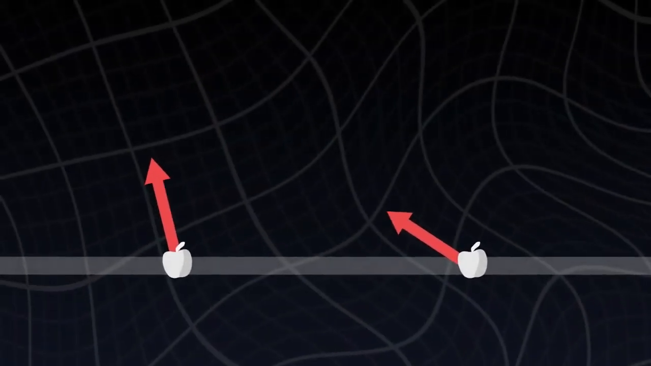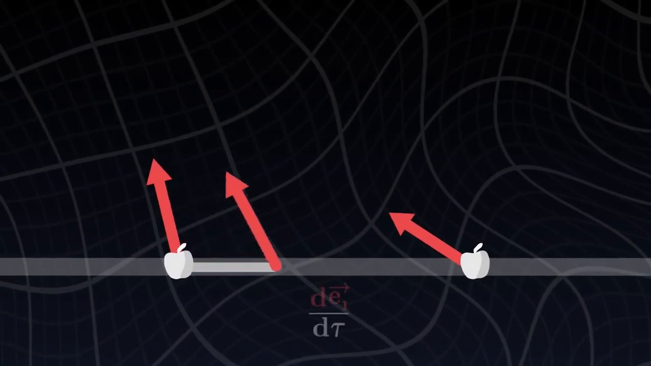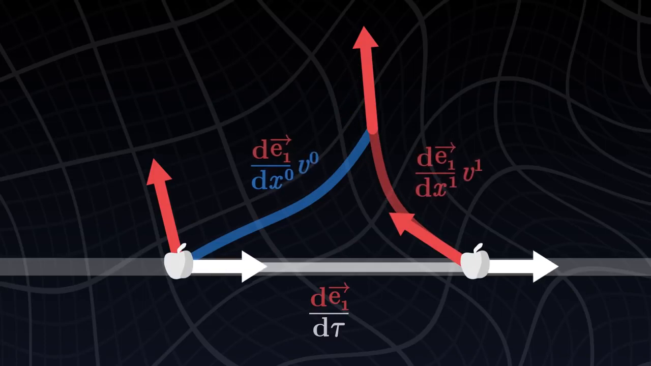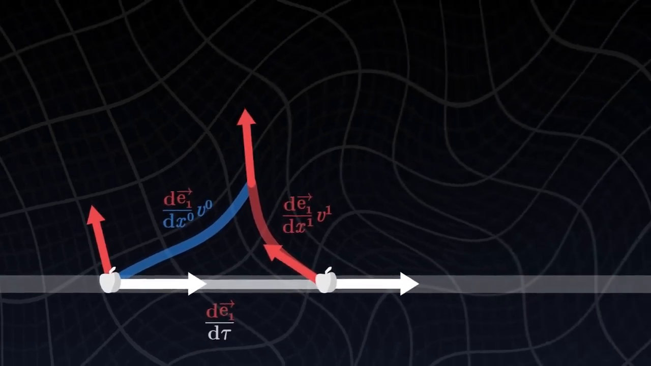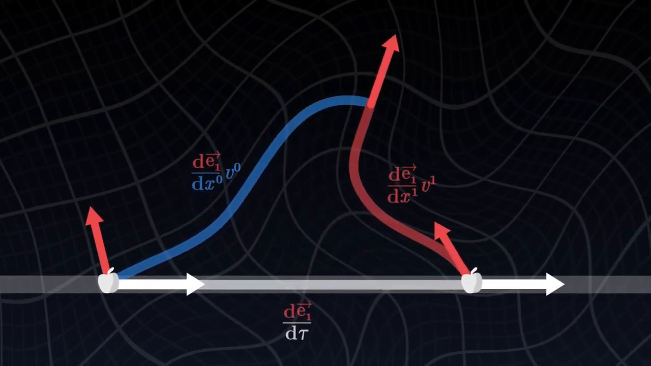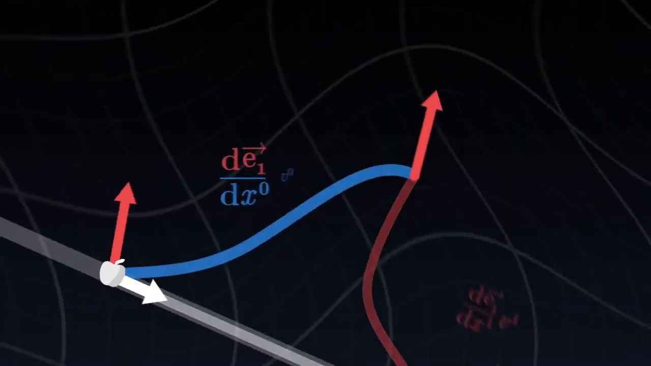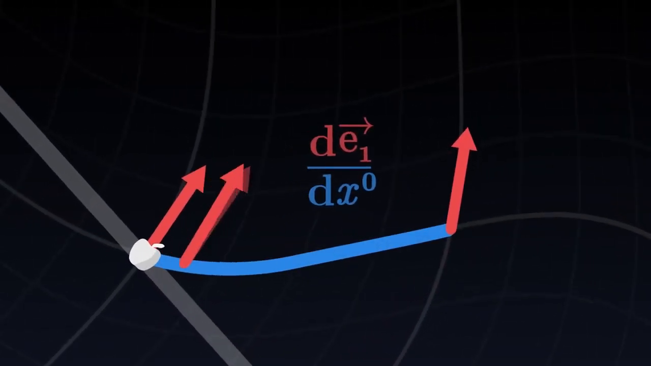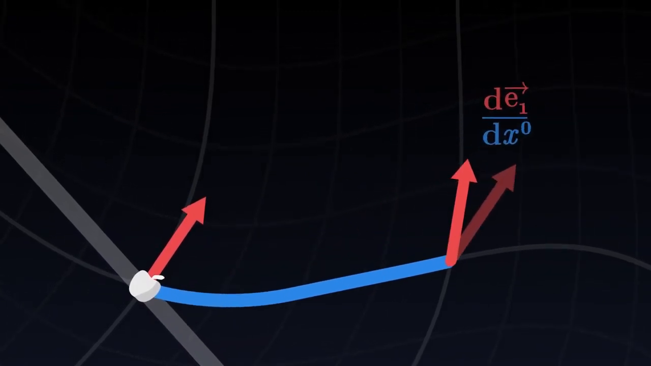When we think about it, the evolution of a basis vector along the world line can be decomposed as the sum of its evolution along each of the two coordinates, multiplied by the speed of the apple, because the faster the apple moves, the faster the basis vector will vary. For each coordinate, this gives us a new quantity which indicates how the basis vector varies along the coordinate. This variation is expressed as a vector, that is the derivative of the basis vector with respect to the coordinate in question.